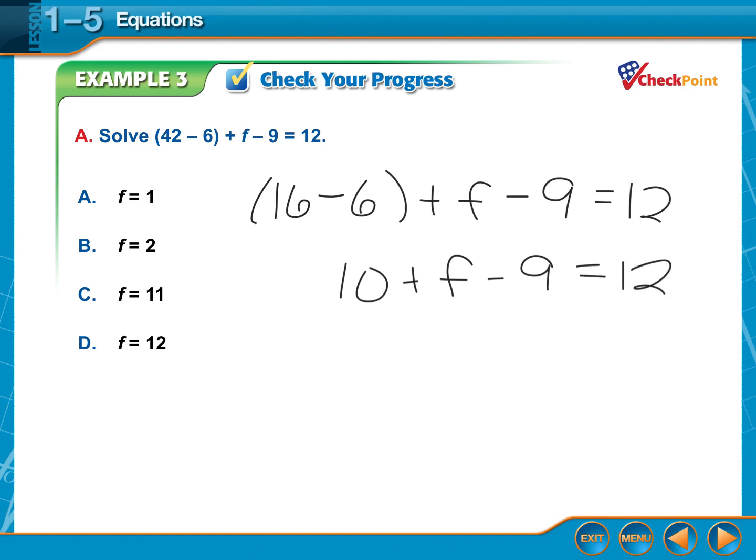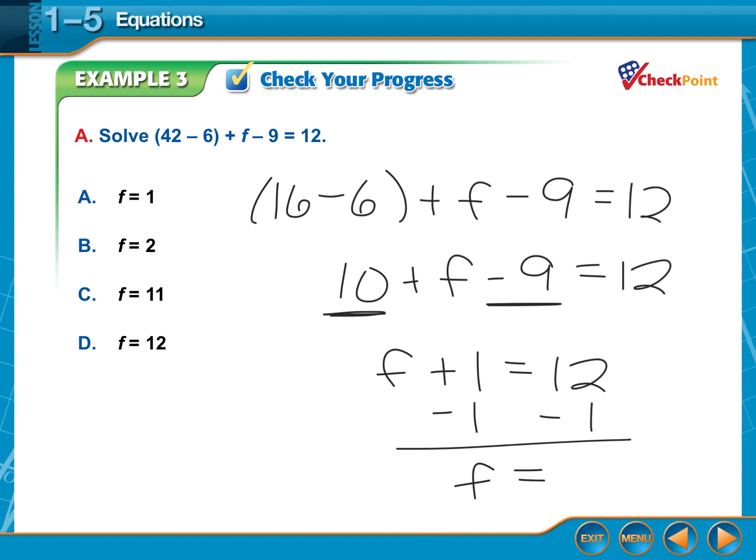What do we do now? Combine like terms. What can we do before that? Add 9. Okay. Can we do something before that? We want to simplify on both sides first. So let's combine like terms on the left side. 10 minus 9 is 1. So we get f plus 1 equals 12. Now what can we do? Subtract 1. So f equals 11. 12 minus 1 is 11.